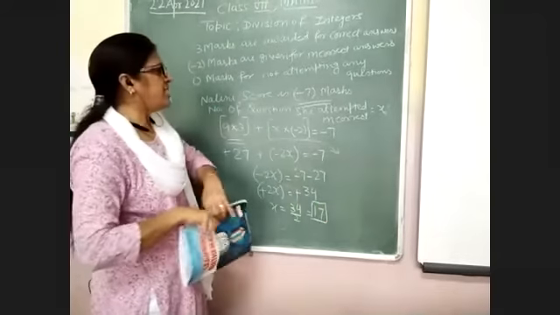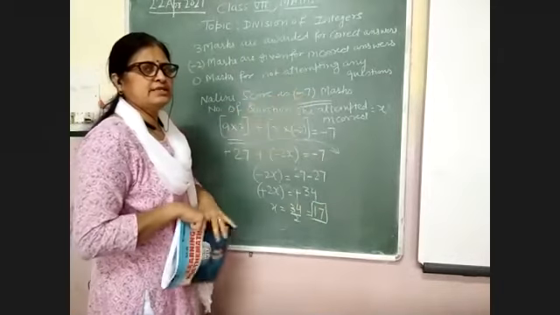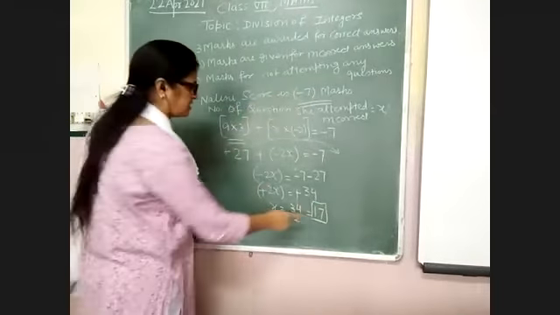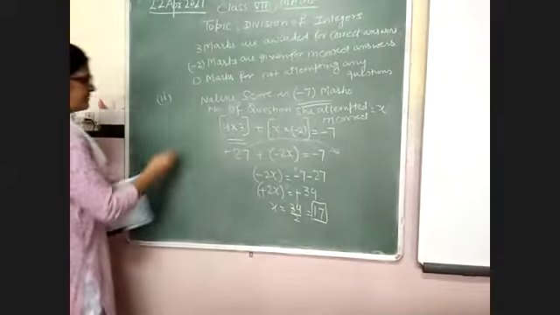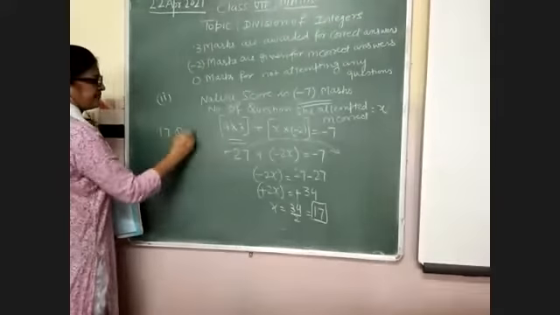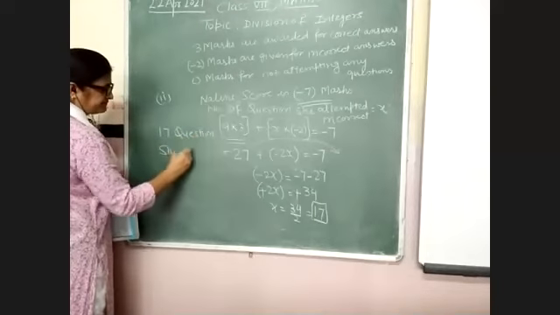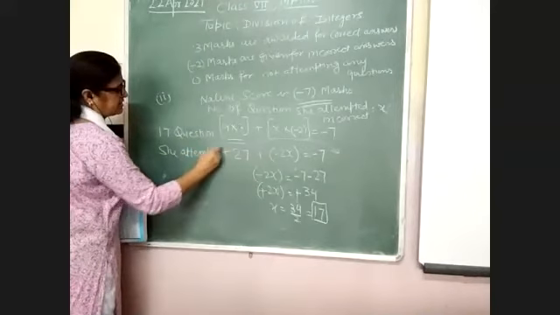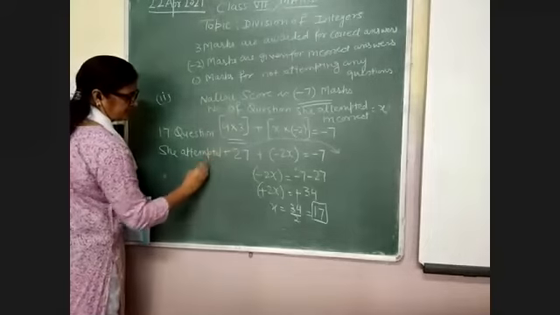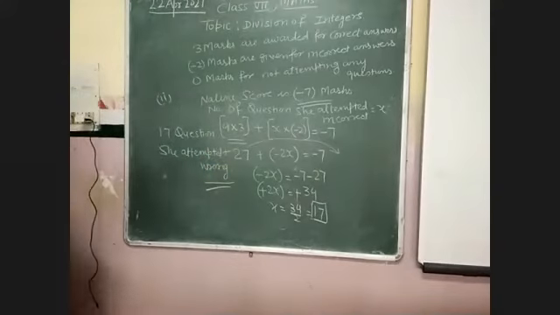So her marks is minus 7 in the negative marking. She scored negative marks. So the number of questions she attempted wrong is 17. Okay, note down this question.